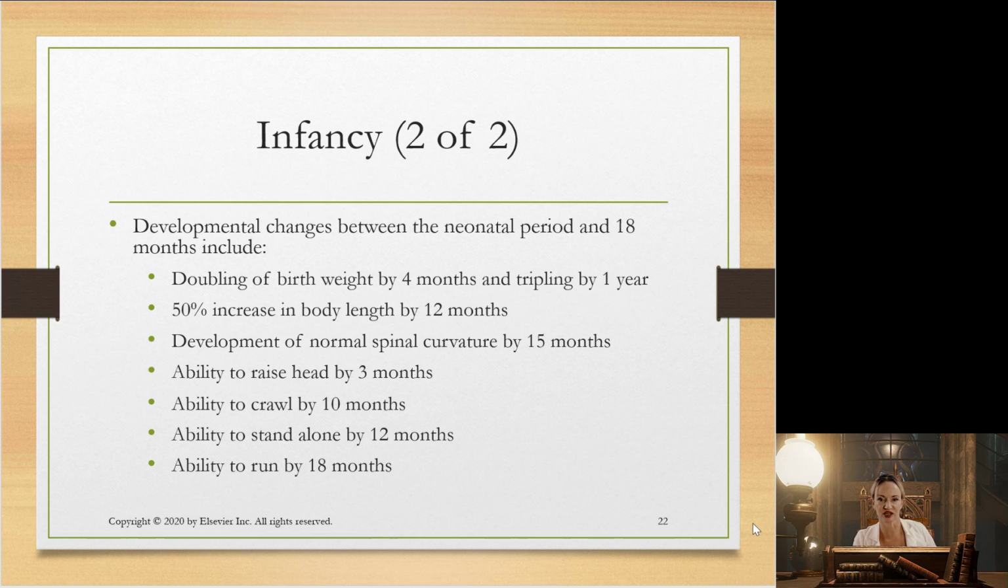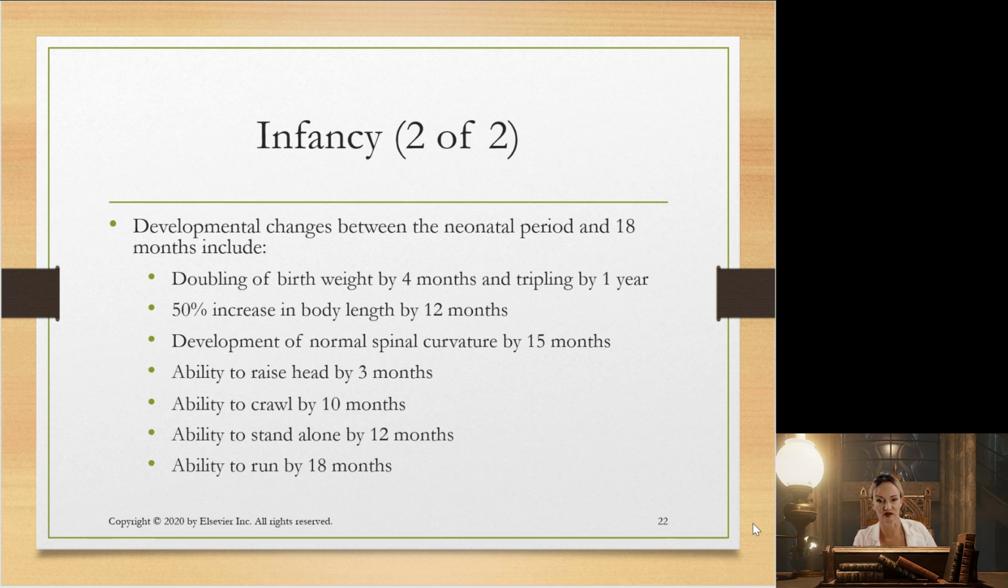Developmental changes between the neonatal period and 18 months include respiratory changes at birth that include a deep, forceful first breath. That is that joyous sound that we hear. Then we have doubling of birth weight by 4 months and tripling by 1 year old. We have a 50% increase in body length by 12 months.